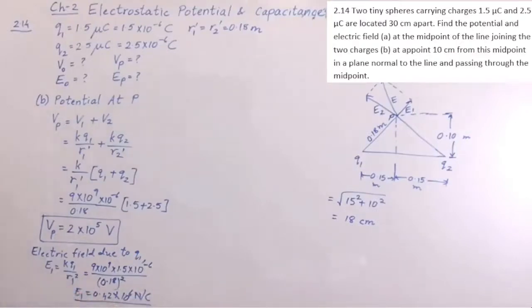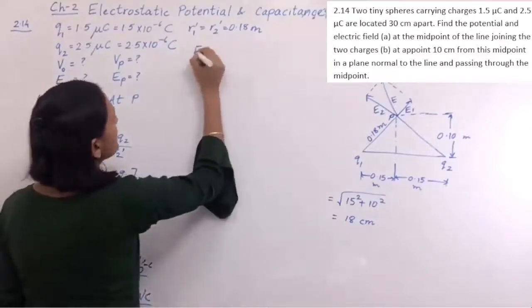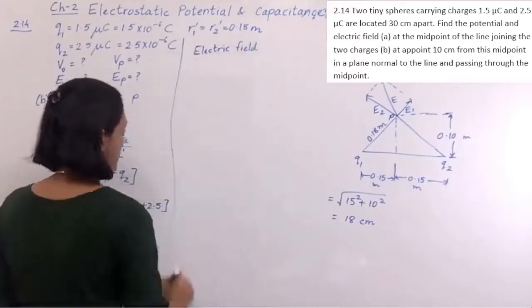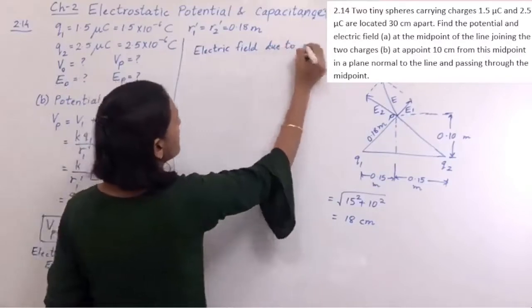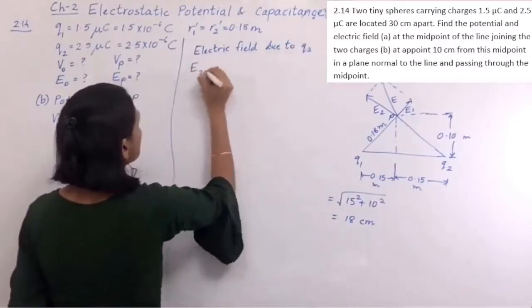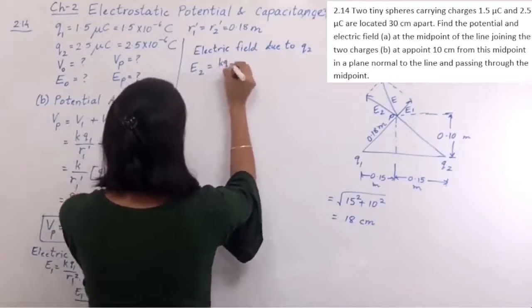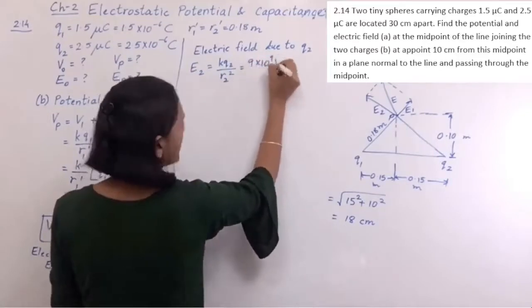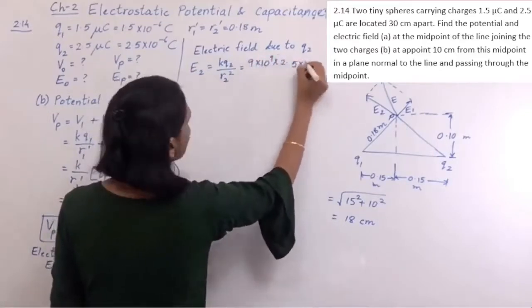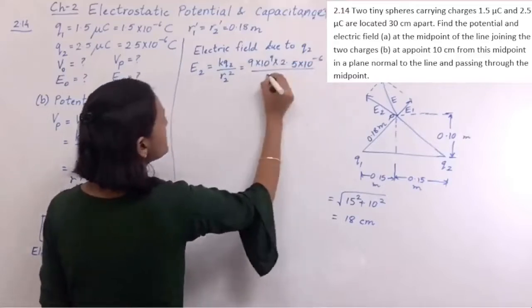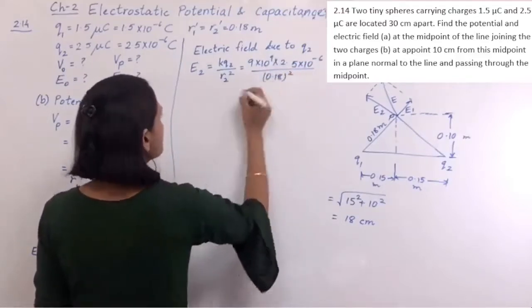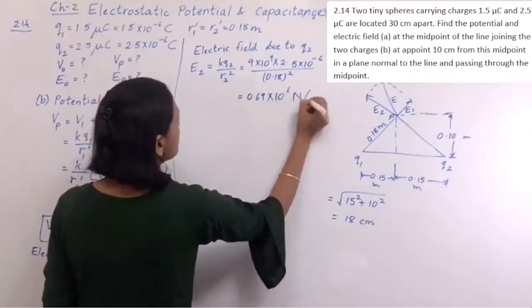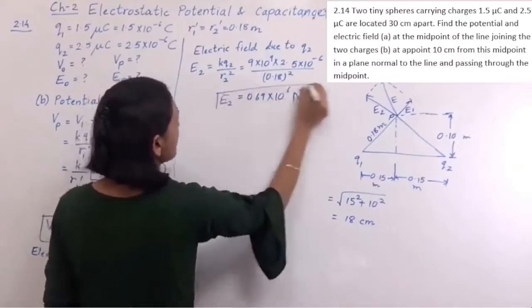Similarly, E2, electric field due to Q2 charge. So E2 equals KQ2 by R2 square, which is 9 into 10 raised to 9 into Q2, 2.5 into 10 raised to minus 6, and R2 is again 0.18 whole square. The answer will be 0.69 into 10 raised to 6 Newton per Coulomb. E2 is this.